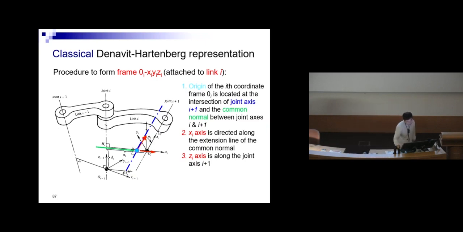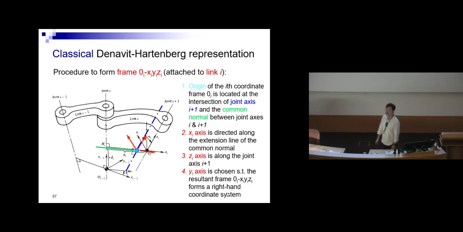The y-axis is chosen such that the resultant frame Oi, Xi, Yi, Zi forms a right-hand coordinate system. In a right-hand coordinate system, from x to y, you will have your z pointing out. Same thing over here. You are given your z, you are given your x, so you know that the y will be where your finger is going to turn.